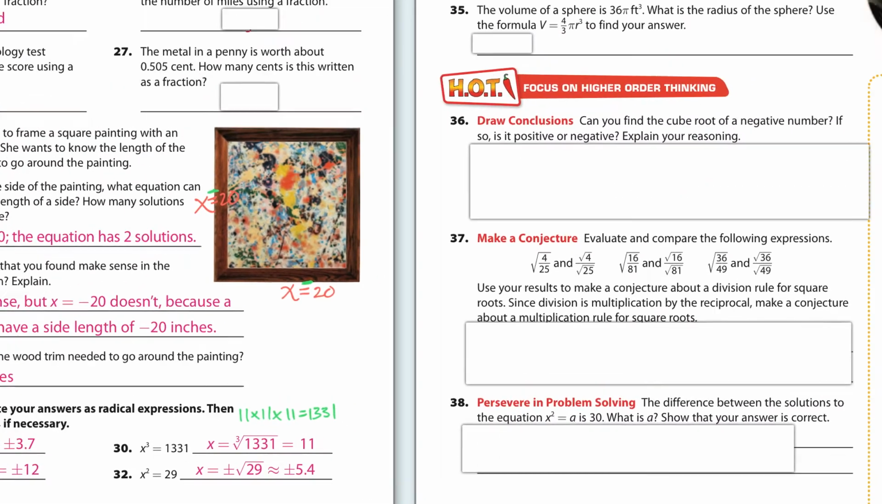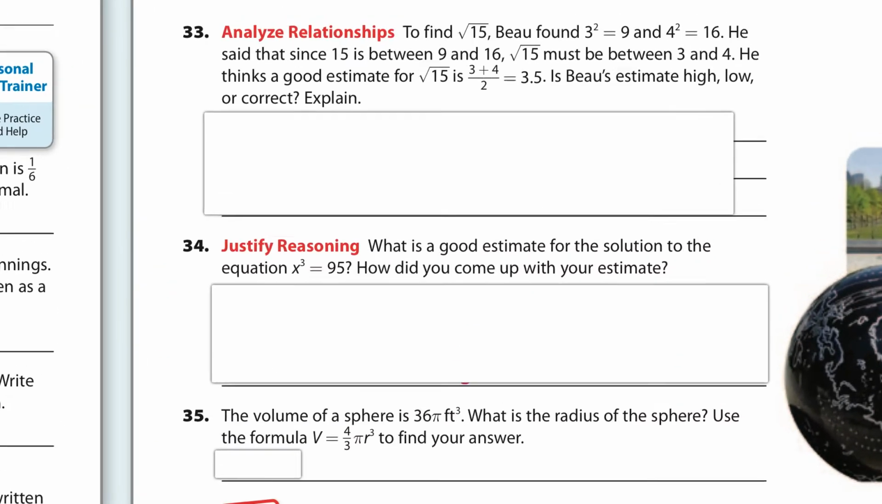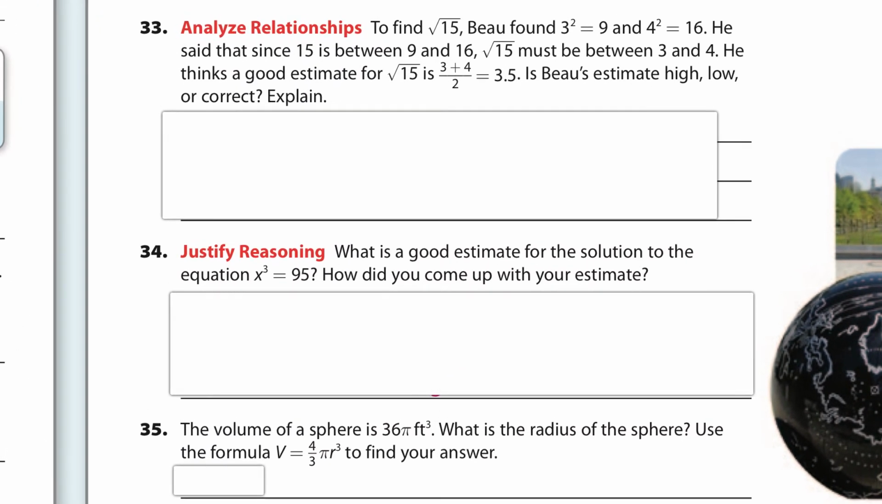And we'll move on to the others here. We have this one. To find the square root of 15, Bo found 3 squared equals 9 and 4 squared equals 16. He did that because 15 is between 9 and 16. He said that since 15 is between 9 and 16, the square root of 15 must be between 3 and 4. He thinks a good estimate for the square root of 15 is 3 plus 4 divided by 2. So taking the average of those two is 3.5.